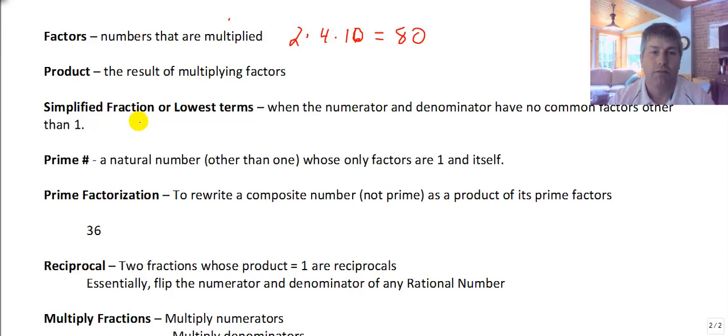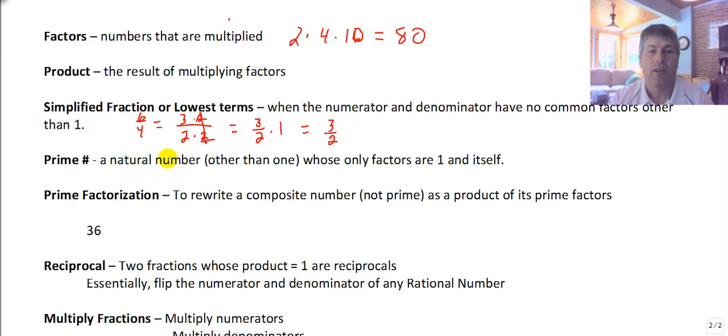So the fraction 6/4, well, that's the same as 3 times 2 over 2 times 2. And 2 over 2, we know that's 1, so that simplifies to 1. So that makes that 3/2 times 1, or 3/2. So now that is simplified.